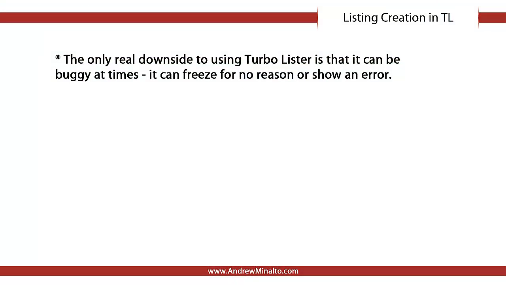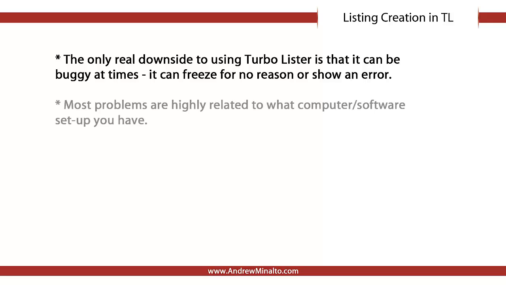The only real downside to using Turbo Lister is that it can be buggy at times. It can freeze for no reason or show an error or two. From what I have seen, these problems are highly related to what computer software setup you have, as some people experience a lot of problems, while for me, the only problem is occasional screen freezing. While updating or reinstalling Turbo Lister will fix most errors, with freezing, just waiting works best.